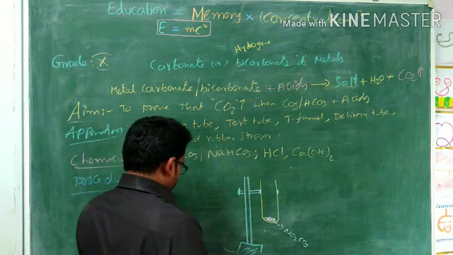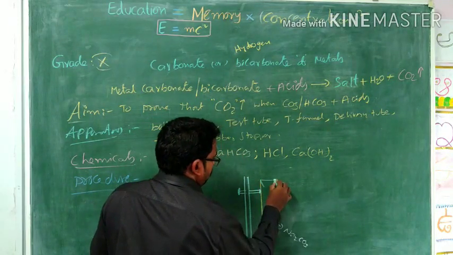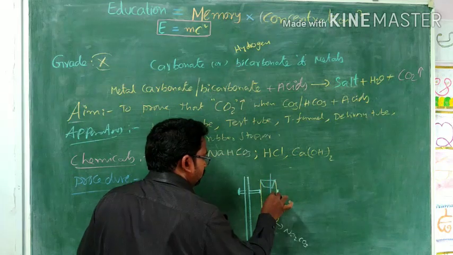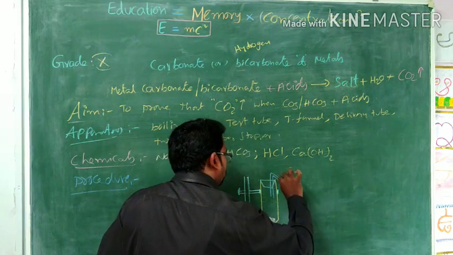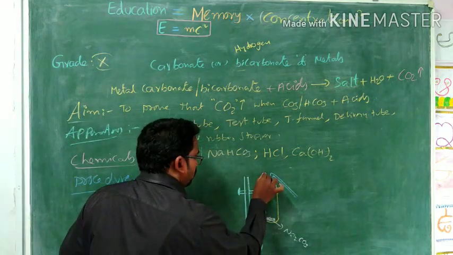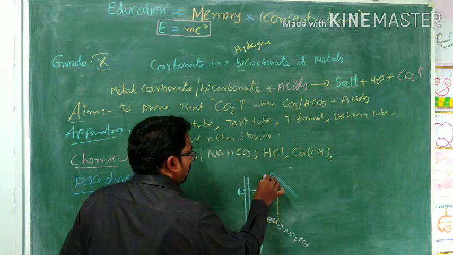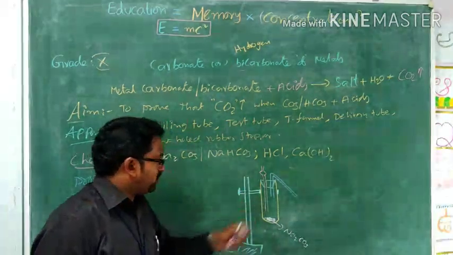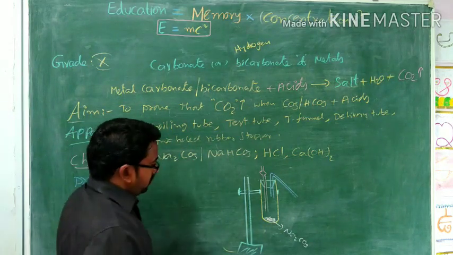Now it should be closed with a 2-hole rubber stopper. Through one hole, we should insert one delivery tube, like this. One end of the delivery tube should be inside the boiling tube. And there is one more hole. With the help of this hole, we have to insert one thistle funnel. Don't forget, it should be inserted so long, to the depth of the boiling tube. So let us introduce a thistle funnel. What is this chemical? Sodium carbonate.